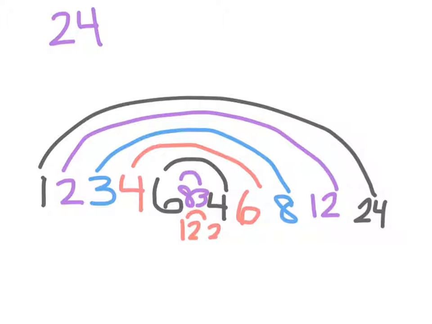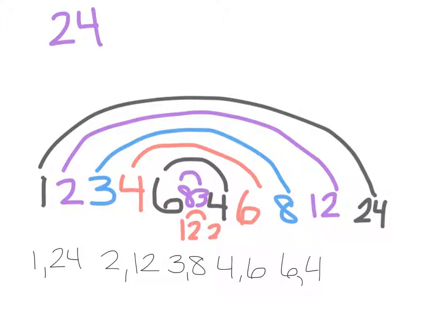Now, to write them, our factor pairs are 1 and 24, 2 and 12, 3 and 8, 4 and 6. And I can stop there. I do not need to repeat the commutative property and write again 6 and 4. Just writing it one way is sufficient for finding the factor pairs.